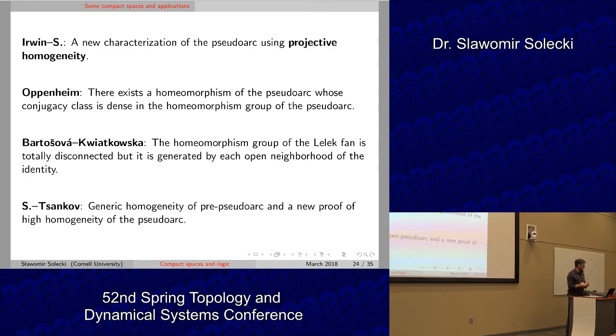And then with Todor Tsankov, we looked at this pre-pseudo-arc. So we have a pseudo-arc, we have this pre-space, and we established a generic homogeneity of this pre-pseudo-arc, which gave a new proof of high homogeneity of the pseudo-arc, which we were happy about. So there are some problems still left. Maybe I will mention them here.